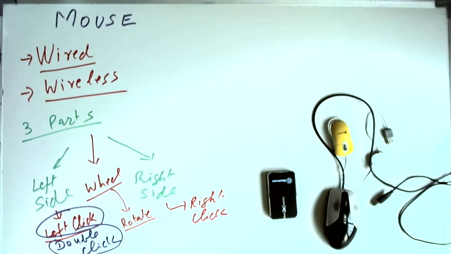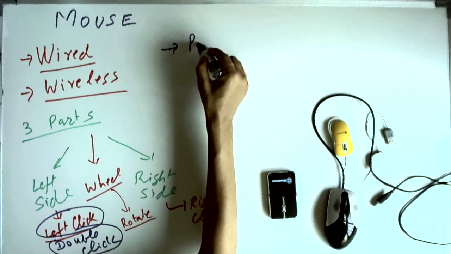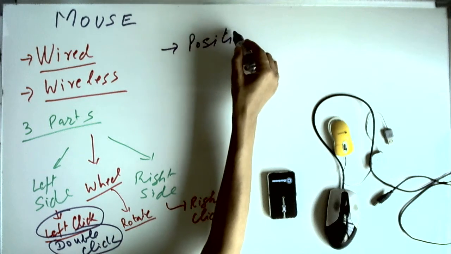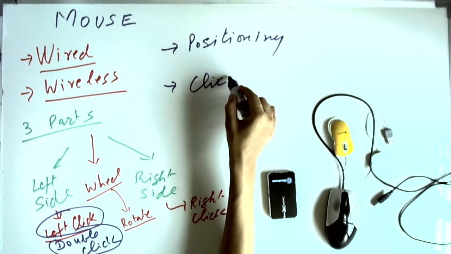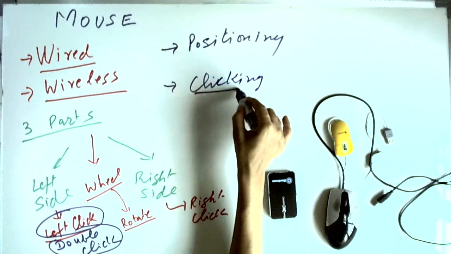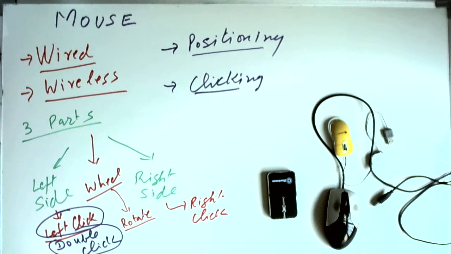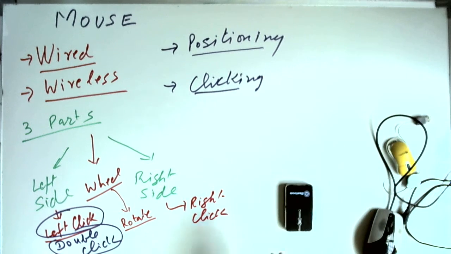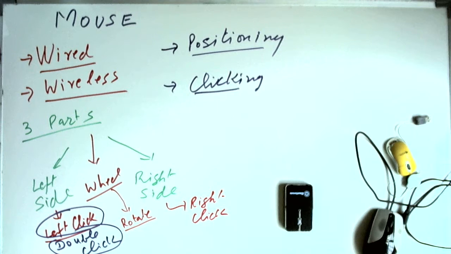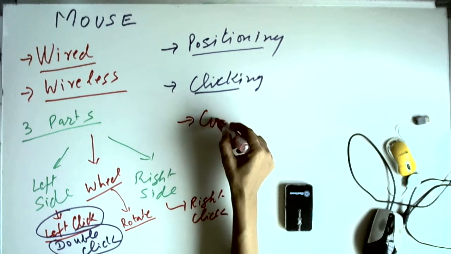So there are 2 aspects in mouse. The first is called positioning the PC. Positioning, and then the second is called clicking. So there are 2 aspects. First is positioning, and who follows the instruction? And that instruction is followed by something named as cursor. So I am writing the word here, cursor.